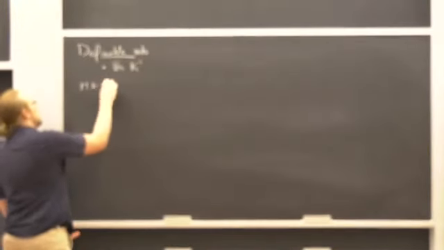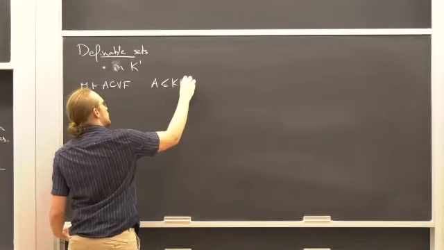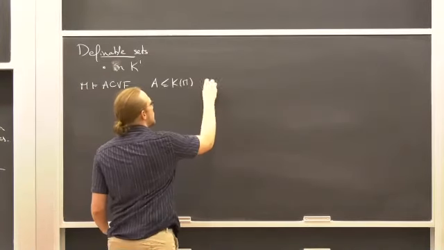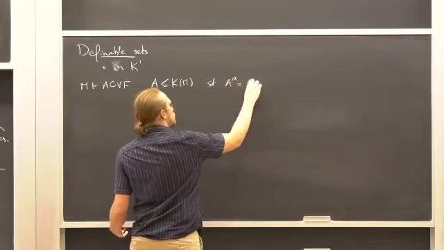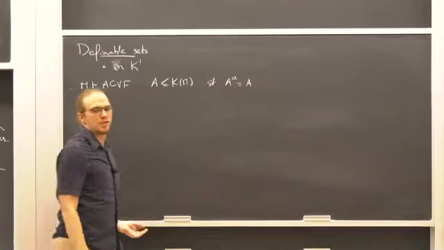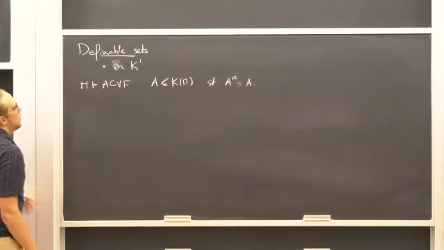M is a model of ACVF. A is a set of field points such that A is a field and A is algebraically closed. So this is a shortcut for saying it's a field and it's equal to its algebraic closure. So it's algebraically closed.